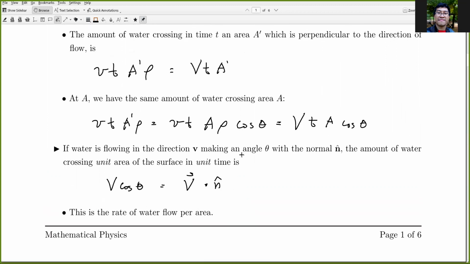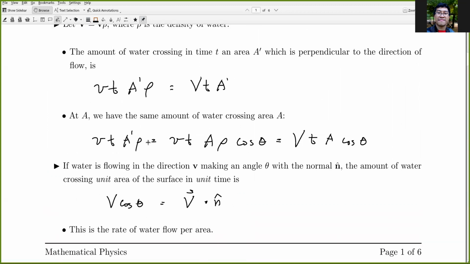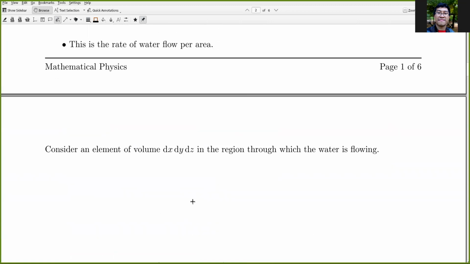Okay, so remember that this is the amount of water crossing. We divide it by t. That would be the rate of water flowing. If you divide this by t, t cancels, so we have V A cosine theta. That's the rate of water flowing. We divide it by A, so we are left with V cosine theta. That would be the rate of water flow per area.